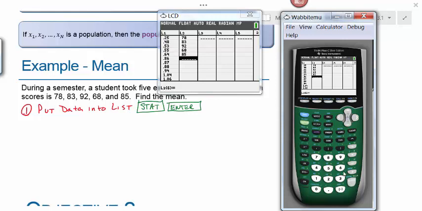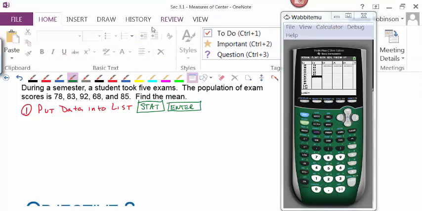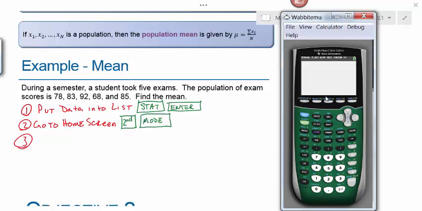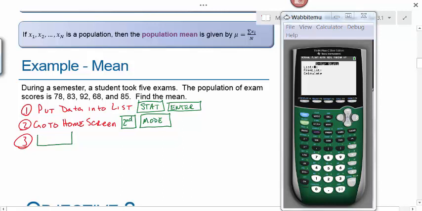Once we get the data into our calculators, what do we have to do? Go to the home screen. How do I go to the home screen? Second mode. I hit second mode and that takes me to the home screen. Now this part is new. To find the mean and some other things that we're going to be using, we're going to hit stat, scroll to the right to calculate. So we just use this arrow right here that's to the right, and then hit enter, and we're calculating the one variable statistics. Let me write that down. We hit stat. Stat is a button, so I put it in a box.